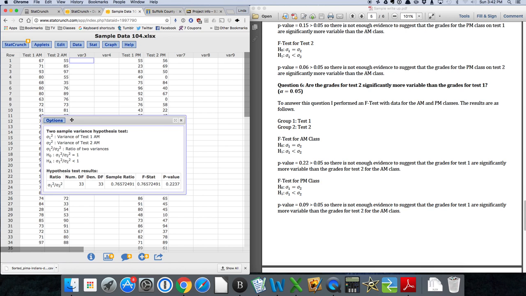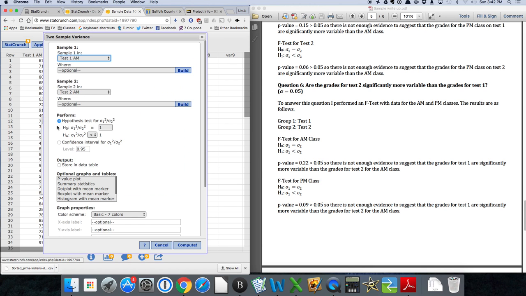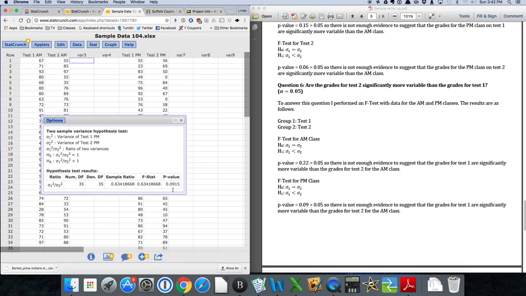I repeat the same test for the PM class. Just do it this way. Test 1, test 2, hit the go button, and I end up with 0.0915. So 0.0915 is my p-value. It's greater than my alpha, so there's also not enough evidence to suggest that the grades for test 1 are significantly more variable than the grades for test 2 in the PM class. I have to fix that. In the PM class. Okay, but again, notice it's still fairly close.